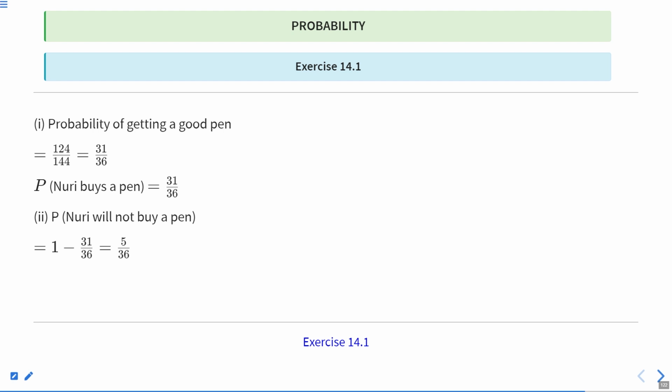And now we need to find the probability Nuri will not buy a pen. Probability Nuri will not buy a pen is equal to 1 minus probability of getting a good pen, that is probability Nuri buys a pen, which is 31 by 36. So probability Nuri will not buy a pen is equal to 1 minus 31 by 36, that is equal to (36 minus 31) by 36, that is equal to 5 by 36. Therefore the probability Nuri will not buy a pen is equal to 5 by 36.